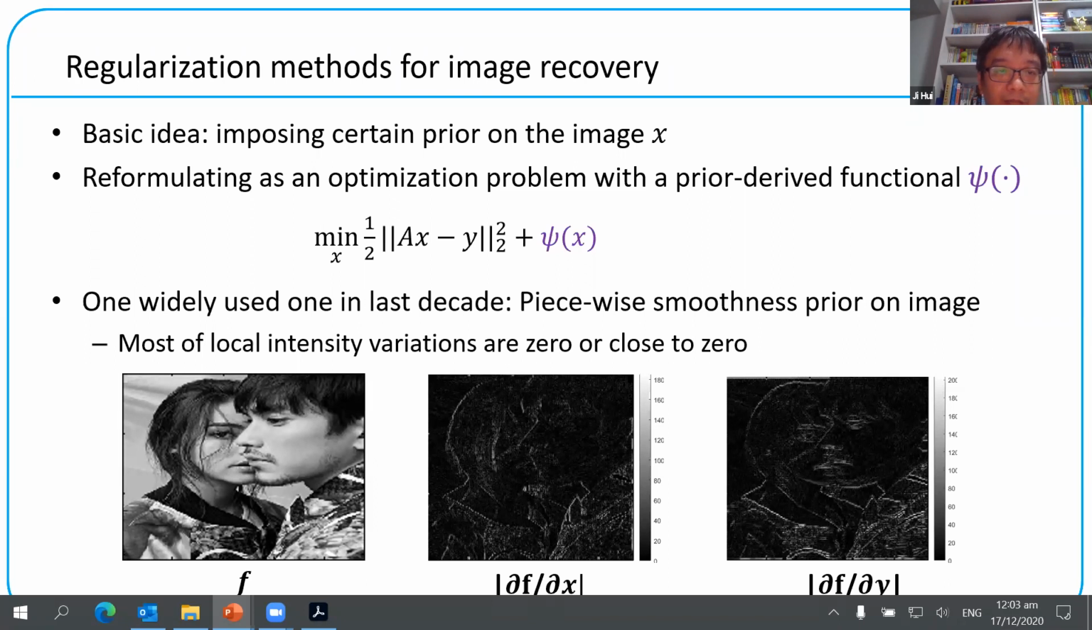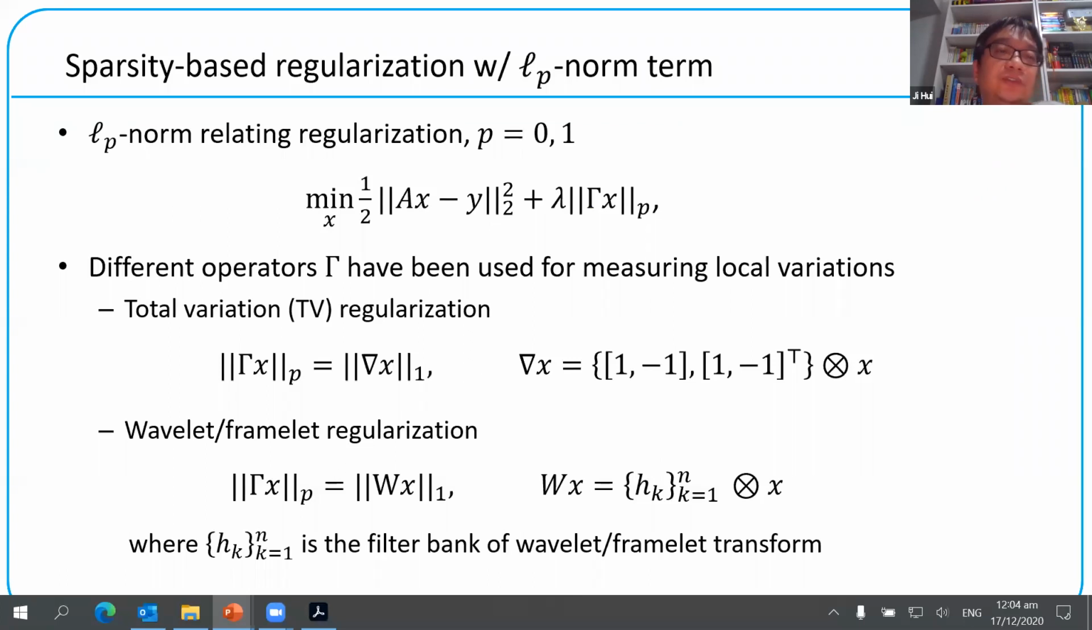In the last decades, the most widely used, arguably, is the piecewise smooth prior on images. That is, you assume the image can be modeled well by piecewise smooth functions. Then, as a result, it implies that most local intensity variations are 0 or close to 0. Here, I show you one demonstration: you have an image, then you take gradients in the horizontal and vertical directions, and you check the magnitude, you can see most are dark. Dark means it's just very small. This leads to the so-called sparsity regularizations using the so-called L1 or Lp norm to regularize the solutions.